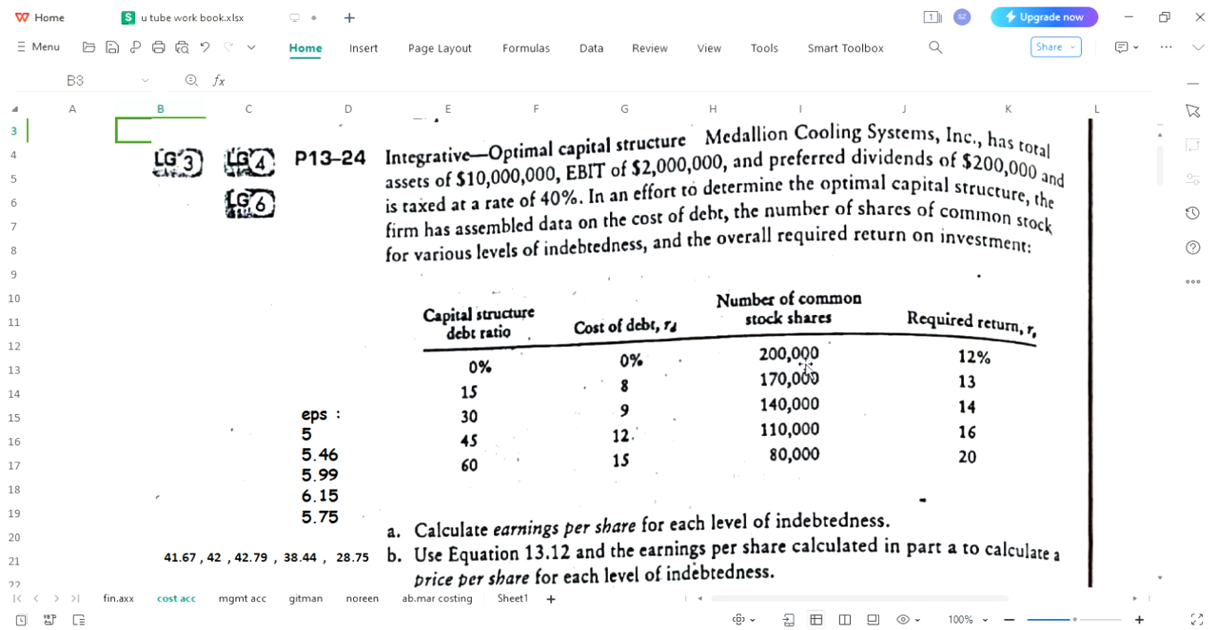What does that mean? We have these 5 options and we will see where we can get maximum benefit with the least cost, for various levels of indebtedness. Required rate of return is also given. So we are required to calculate earning per share. As usual, we will make an income statement for the first part.